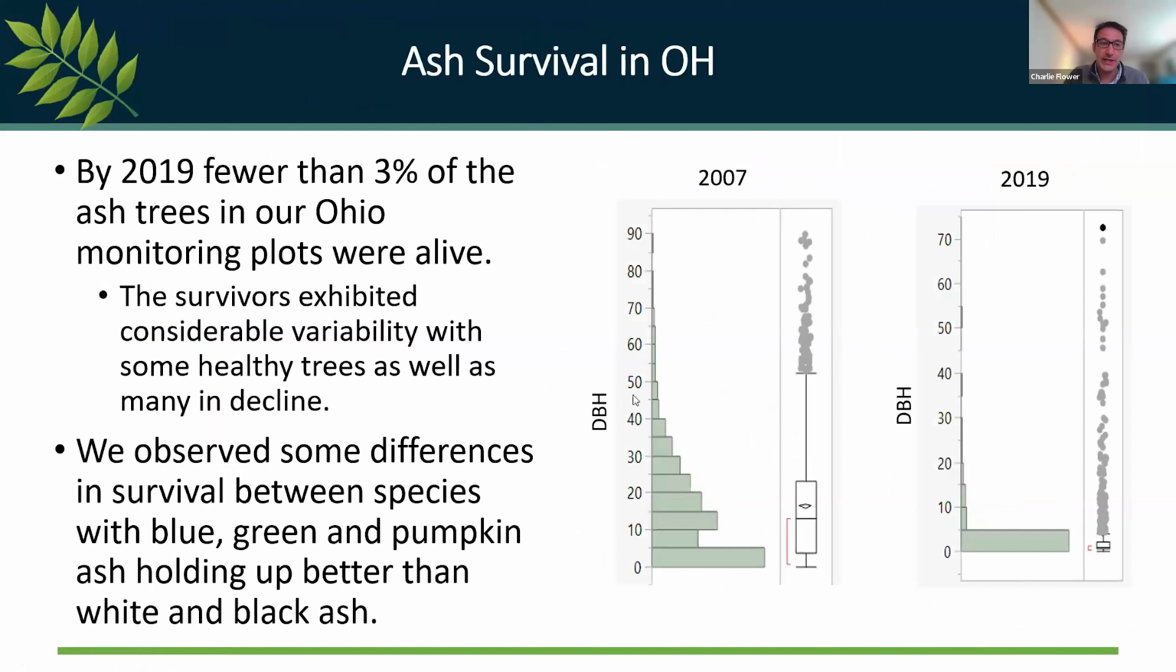By 2019, fewer than 3% of the ash trees that we've monitored on Ohio plots survive. The survivors exhibited considerable variability with some healthy trees as well as many in decline. And so we've observed a lot of differences in the survival rate between species, with blue, green, and pumpkin ash holding up better than white and black ash.